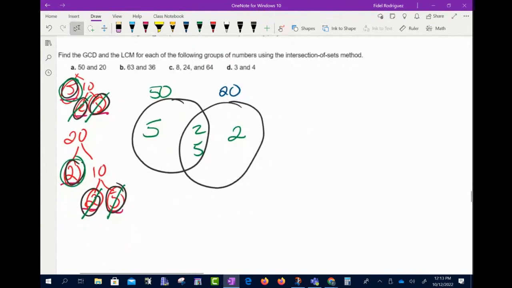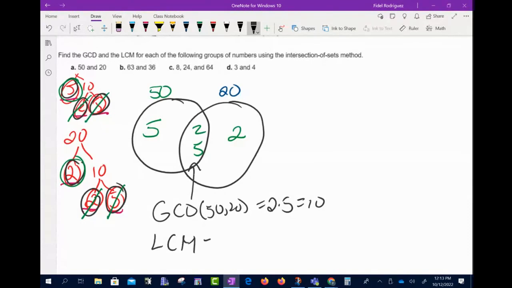Now, I'm going to show you how we can find the GCD. So the greatest common divisor between 50 and 20 is going to be the numbers that we have in common when we multiply them. So 2 times 5, that's going to give me 10. Okay, that's going to give me my greatest common divisor. Where the two sets overlap, that's going to be my greatest common divisor.